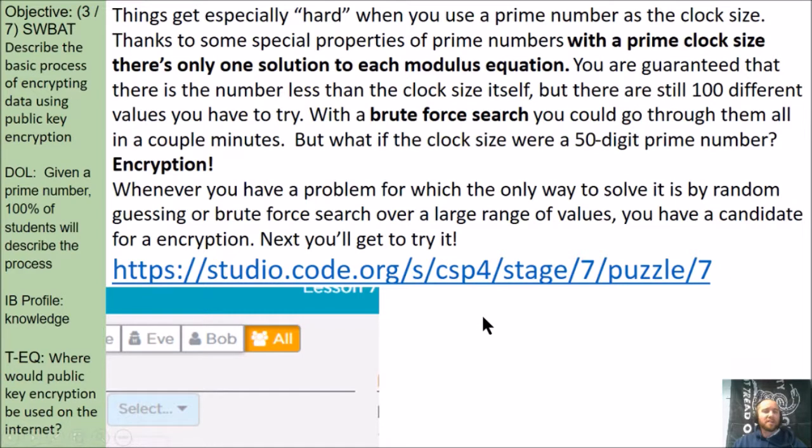Okay, so here's where things get especially hard. And they are especially hard when you use prime numbers as the clock size. So thanks to some special properties of prime numbers with a prime clock size, there's only one solution to each modulus equation. With a brute force search, you could go through all of them in a couple minutes, but what if the clock size were a 50-digit prime number? That's when you have encryption. Whenever you have a problem for which the only way to solve it is randomly guessing or brute force search over a large range of values, you have a candidate for encryption.